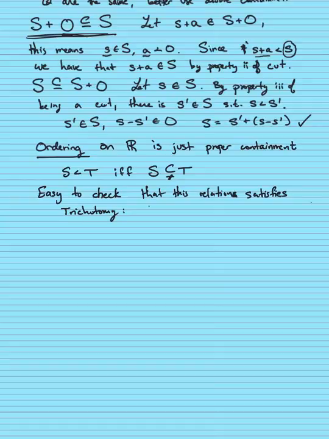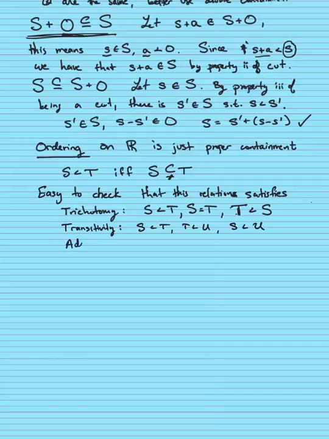Okay, so this was S is less than T, S is equal to T, or T is less than S. You get immediately from the idea of being contained in a subset that if S is less than T and T is less than U, then S is less than U. Okay, so you get transitivity.